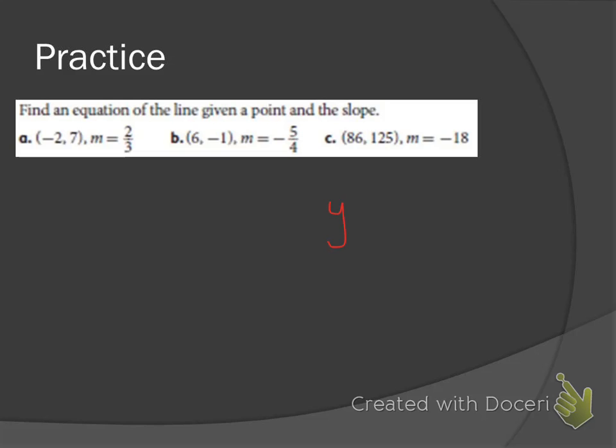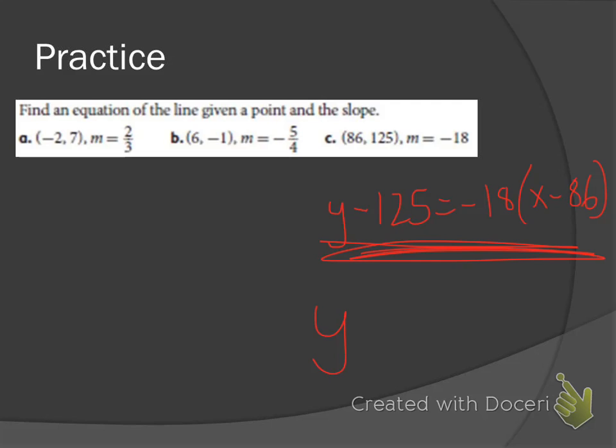It's going to be y minus 125 equals m times the quantity, not m, x, oh shoot, I messed up, -18 times the quantity x minus 86. Okay, now my bonus question to you guys would be, what is this equation right here written in slope-intercept? So what is it if we turned it into y equals mx plus b? Okay, that's what we're going to talk about tomorrow as well.